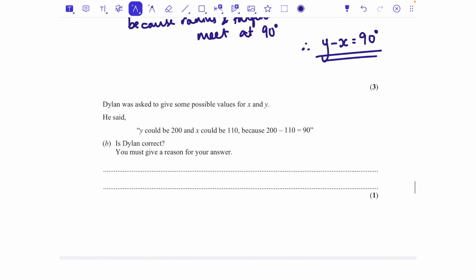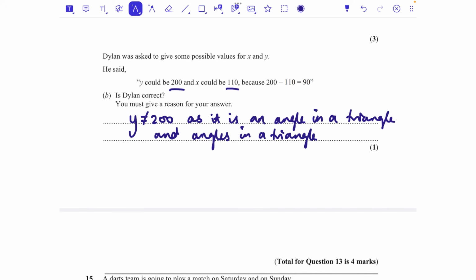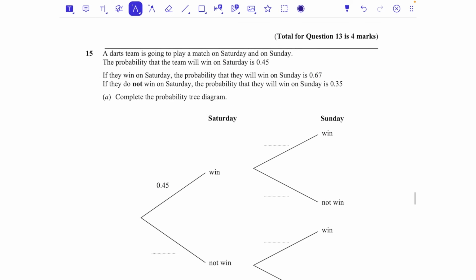Dylan was asked to give some possible values for x and y. He said y could be 200 and x could be 110 because 200 take away 110 is 90. So he's absolutely right. 200 take away 110 is 90. But y does not equal 200 as it is an angle in a triangle. And angles in a triangle add up to 180 degrees in total. So that's way too big, isn't it? You're already over the total. So can't happen.